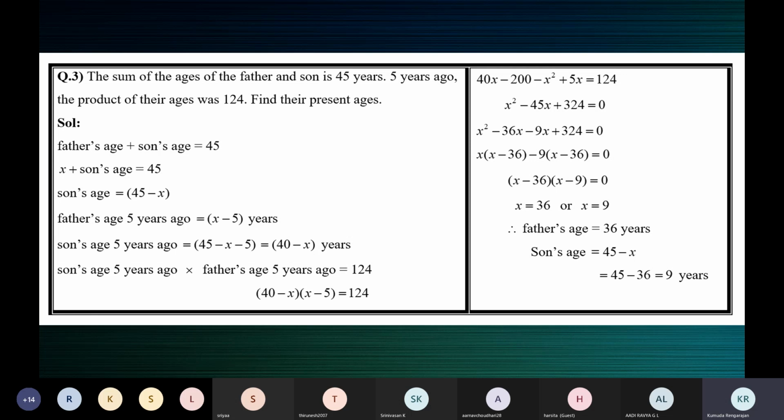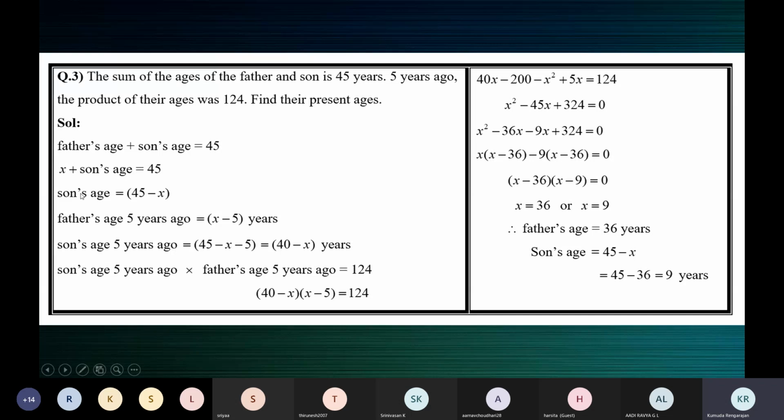we have x is 36 or x is 9. So you go with the more practical value. Sometimes we reject saying that it's negative. So here x is 9.